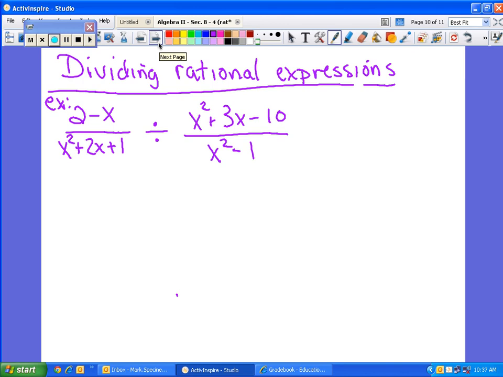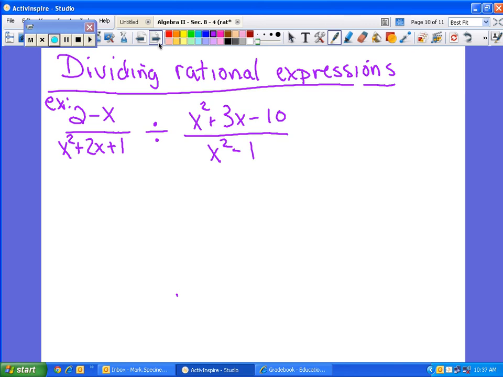Dividing is the same as multiplying with one additional step. Because if you remember when we were dividing one fraction by another fraction, and I said we don't divide fractions, what did we do? We multiply by the reciprocal. We multiplied by the reciprocal. Well, guess what? Exactly. Good job. That's what we're going to do here as well.